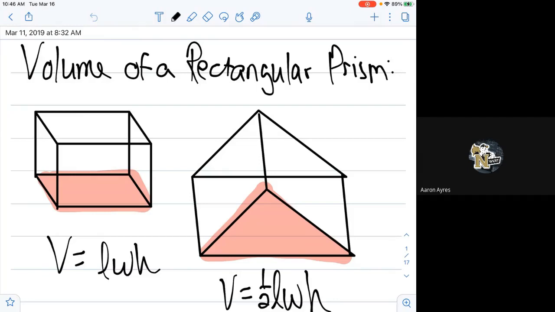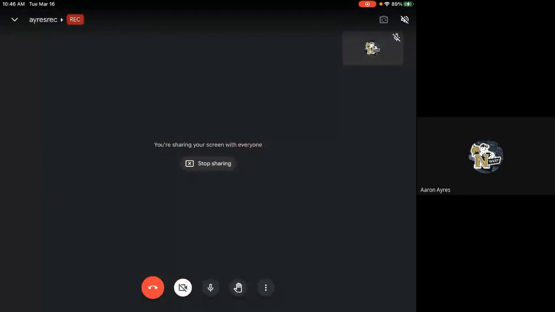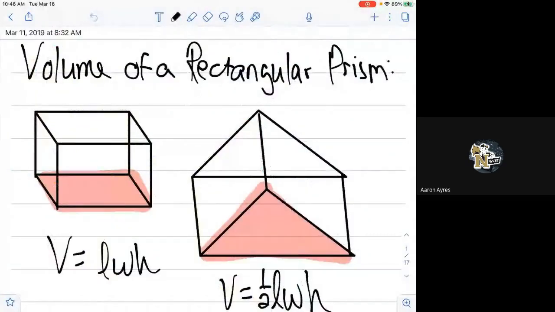3D shape. Well, yes, but there are many different kinds of three-dimensional shapes. Just checking to make sure my mic was on. All right, so there's many different kinds of 3D shapes. A prism is such because it has two bases. The bases are what it usually sits on.